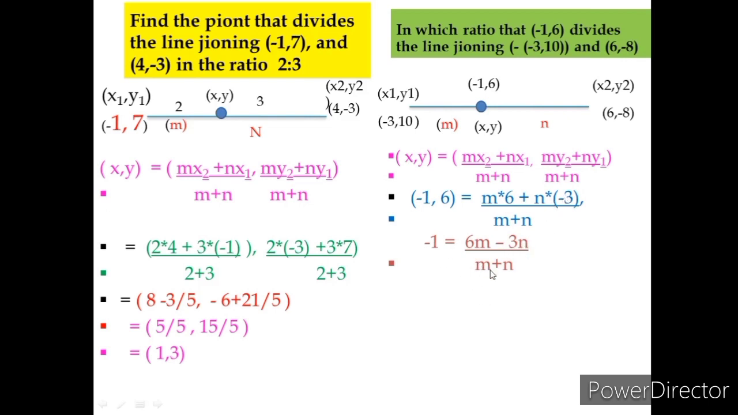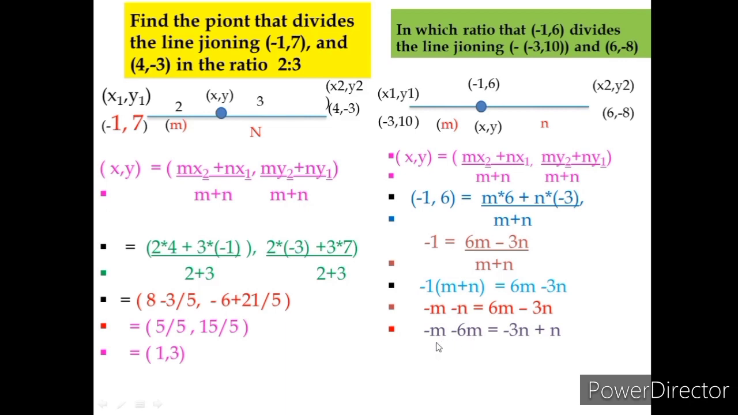Thereafter, you have to cross multiply. You have to transpose this m plus n to this side. The step will be clearly like this. Thereafter, you have to multiply this m plus n with minus 1. That means you have to open the bracket. Minus 1 into m, minus m. Minus 1 into n, minus n. You can take these two terms as it is. Thereafter, you have to transpose all m's to one side, all n's to the other side. Here you can take minus m as it is. This plus 6m becomes minus 6m. You can take minus 3n in RHS as it is. This minus n becomes plus n.